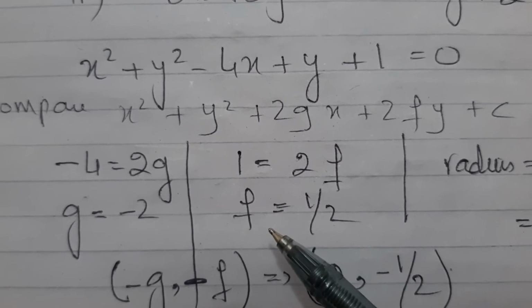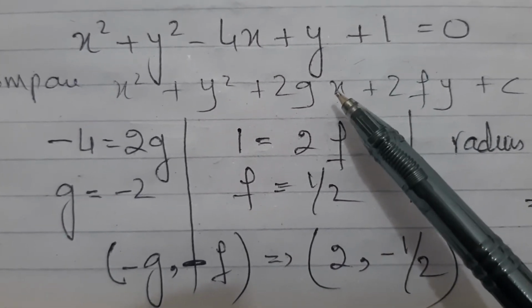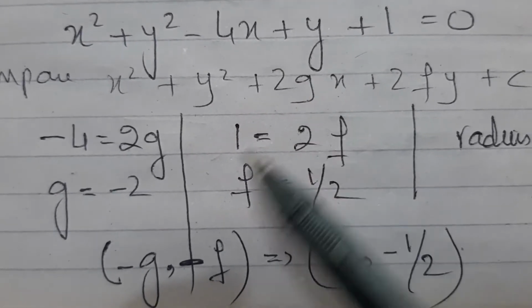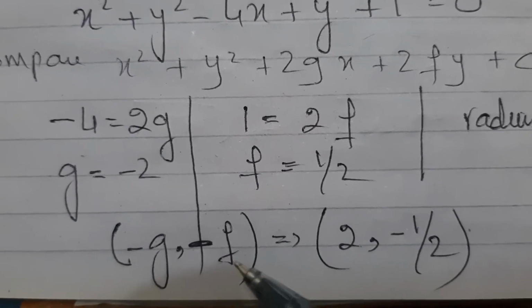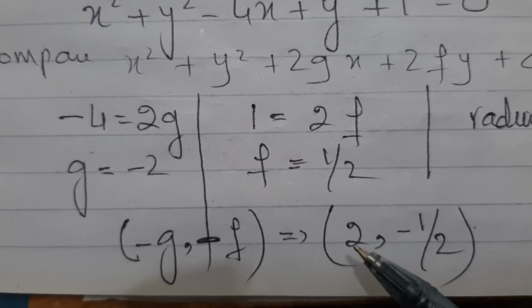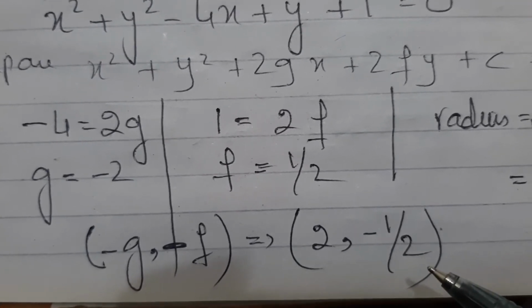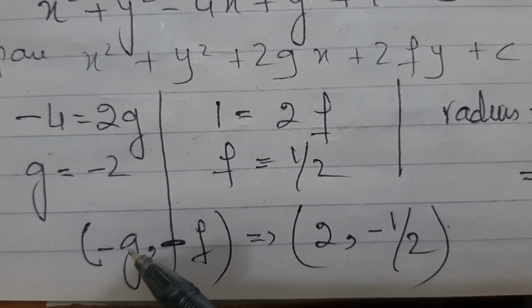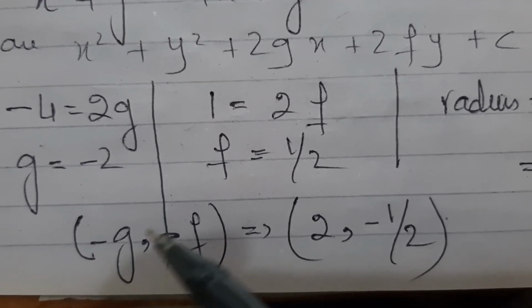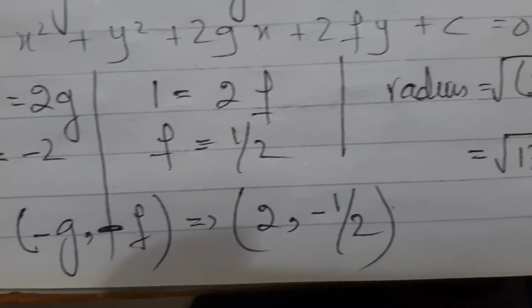And then I will find out the center of the circle, which is actually whatever the coefficient of x is, the unknown. So minus g, minus f is my center of the circle. I'm plugging in the value of g and plugging in the value of f. So 2 comma minus half is my center of the circle, because minus 2 multiplied by minus will become plus 2. And half multiplied by minus will become minus half.